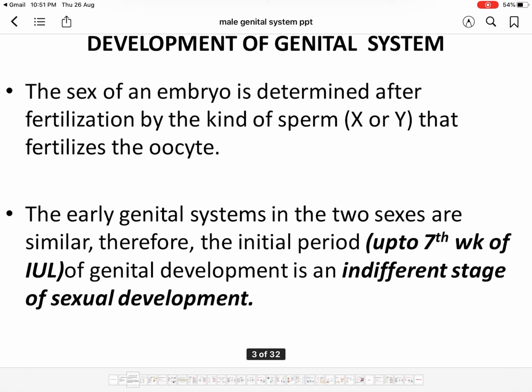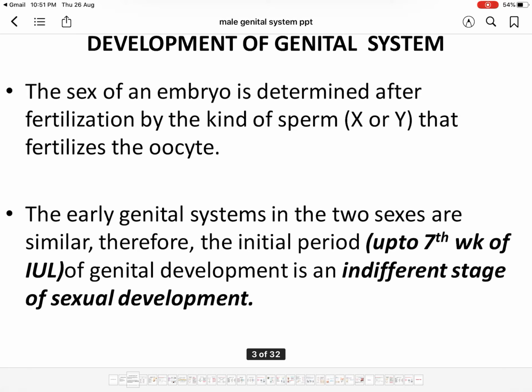First of all, the sex of the embryo is determined at the time of fertilization. If the embryo is XY, then the baby will be male, and if it is XX, then it will be female. And up to the 7th week of intrauterine life, development of the genital system or the gonad is the same in male and female embryo. So we can't say whether the baby is male or female by sonography or by any features of the embryo.